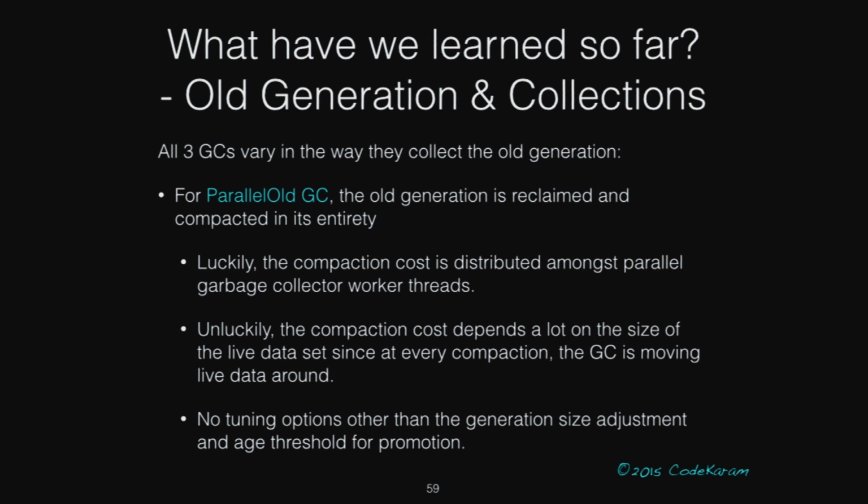All right. So moving on to old generation, this is the most important difference between all three collectors. All three garbage collectors vary in the way they collect the old generation. For parallel old, for example, the old generation is reclaimed and compacted in its entirety. Luckily, the compaction cost is reduced by having parallel worker threads. Unluckily, the compaction cost depends a lot on the size of the live data set, since at every compaction the GC is moving live data around. For parallel, there's no tuning option other than the generation size itself. You can adjust the generation size and the age threshold for promotion, and that's the only option available.